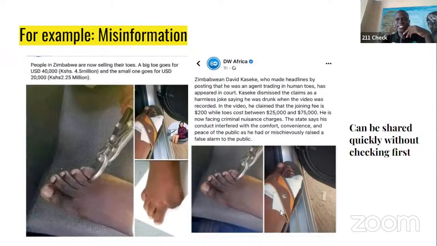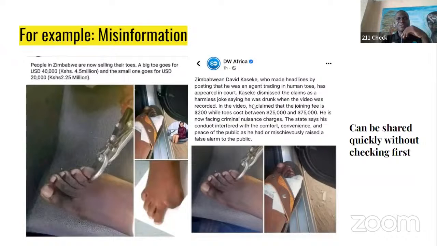So you will see DW Africa here say that Zimbabwean David Kaseke, who made headlines by posting that he was an agent trading in human toes, has appeared in court. He dismissed the claims as a harmless joke, saying he was drunk when the video was recorded. In a video, he claimed that the joining fee is $200, while toes cost between $25 and $75. He is now facing criminal nuisance charges, you see?